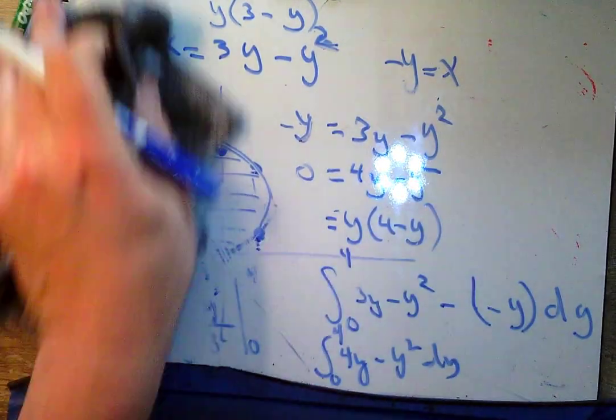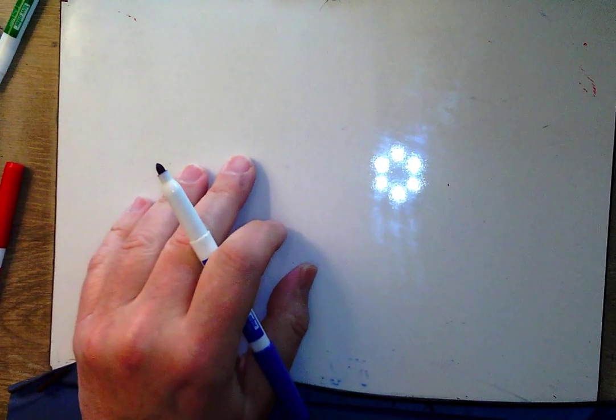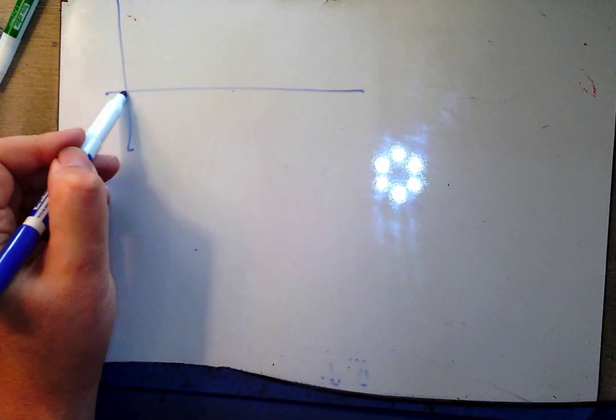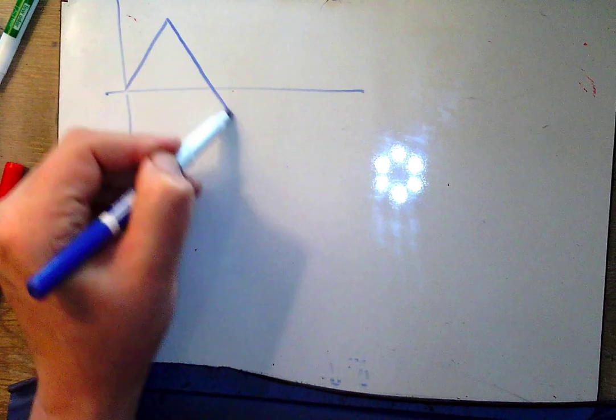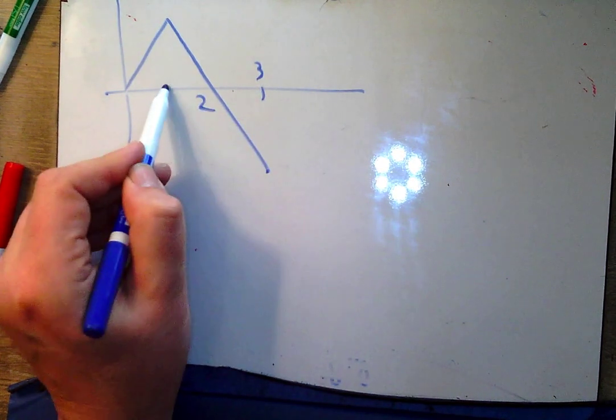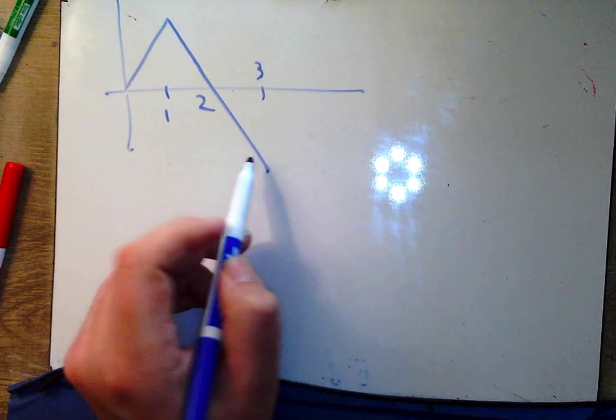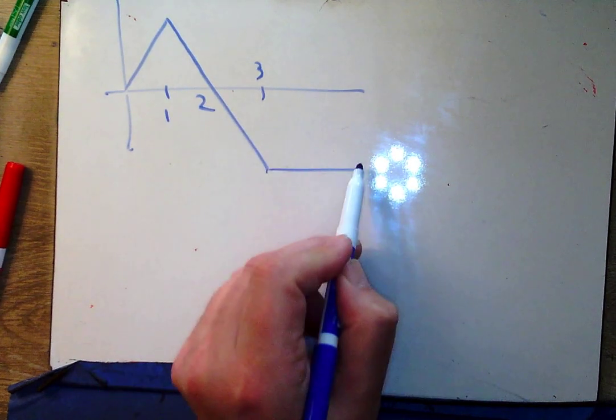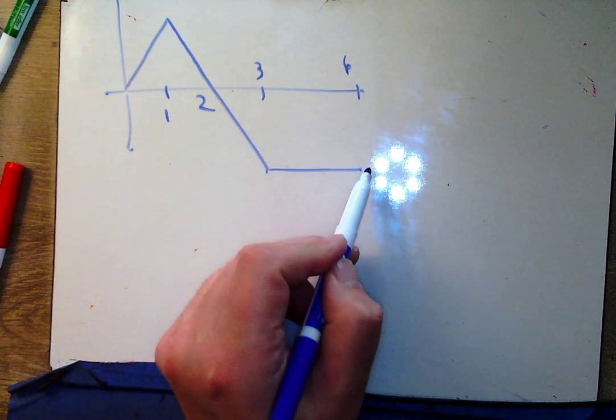Okay, that was station 3. Station 4. Graph of velocity is given. Okay, velocity graph. And we go up, up, down, down, down. And that's 3, and that's 2, and that's 1. And then we've got this horizontal space until we get to 6.